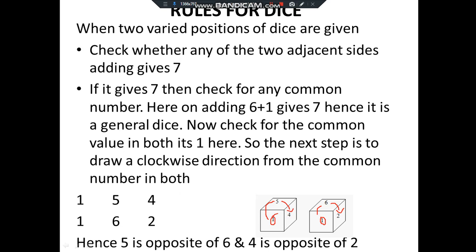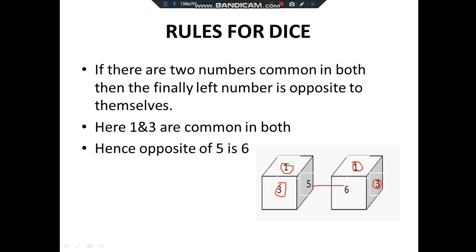Next, there is another scenario. In that, what you have to do, first rule as usual, check whether it is a general dice or standard dice. And second point is, check for common terms. In the previous example we saw there is one term in common. In the next example we will see there are 2 terms in common. So like 2 numbers in common.